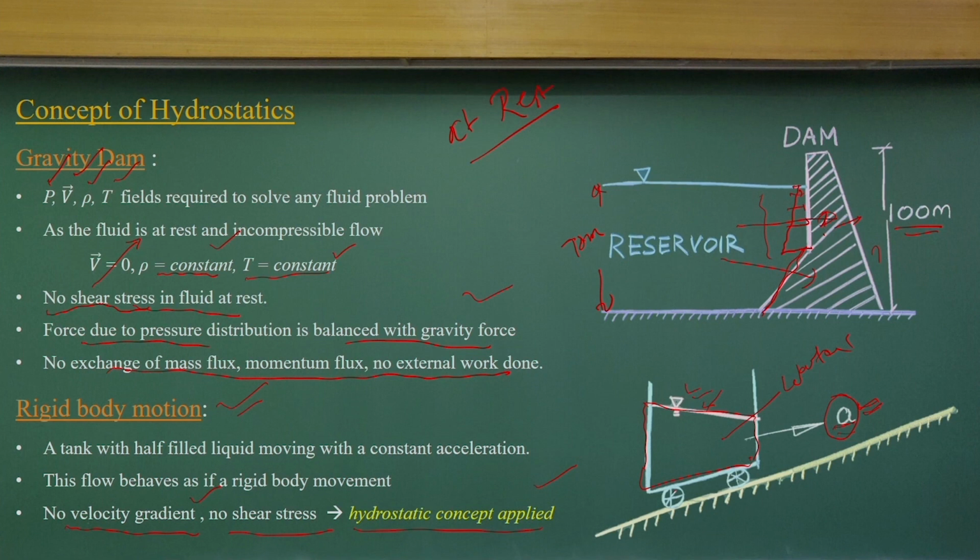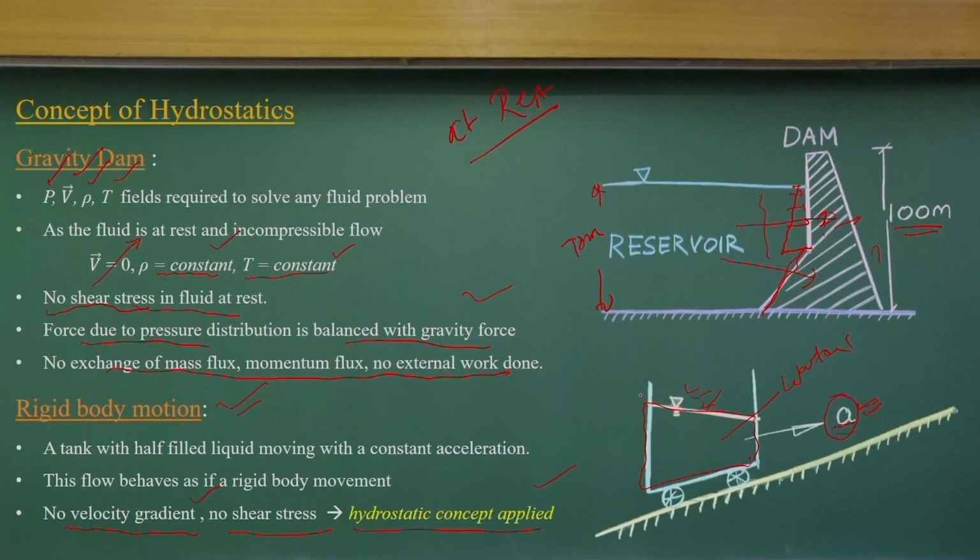Let me summarize what I am telling you. In one case we have gravity dams where the fluid is at rest, which means only the pressure force is going to act on the surface of the dam. In that case there are no velocities and no shear stress, only pressure acts. But in the case of rigid body motion, the fluid works as a rigid body, like the tank moving with a constant acceleration a. Similar conditions can be considered for any liquid-filled container moving with constant acceleration a, and what the free surface is, what the height of the free surface is, we can compute, which I will explain later on.